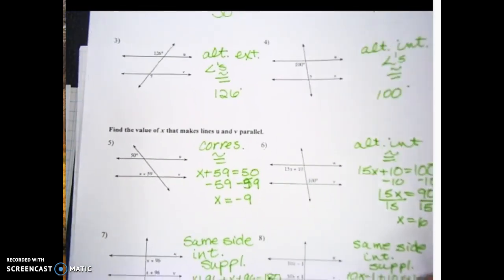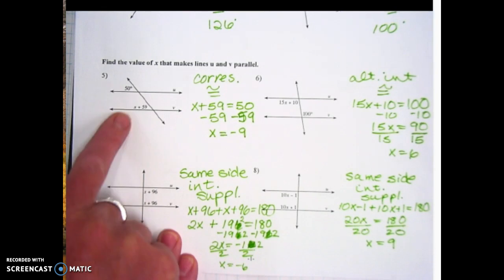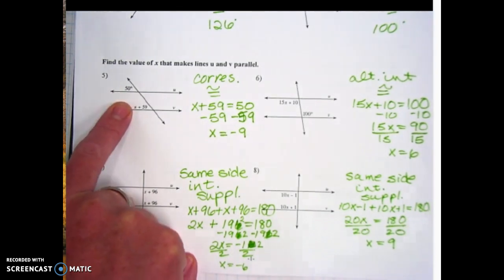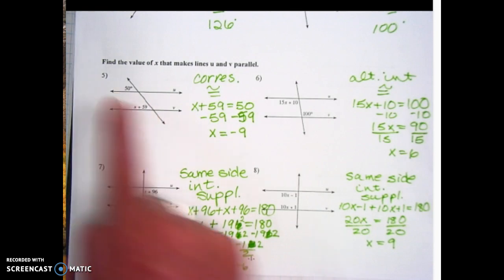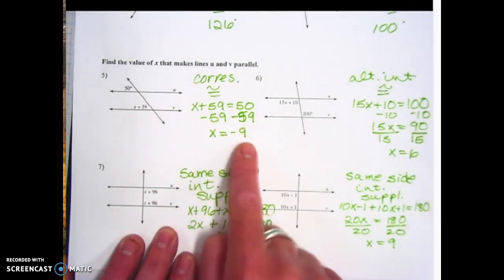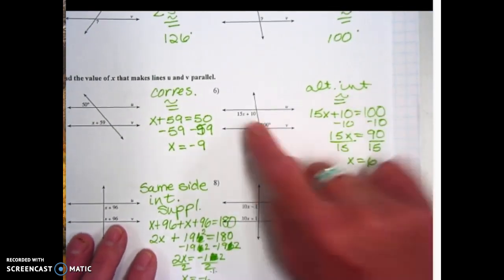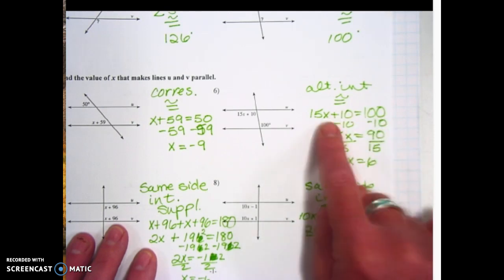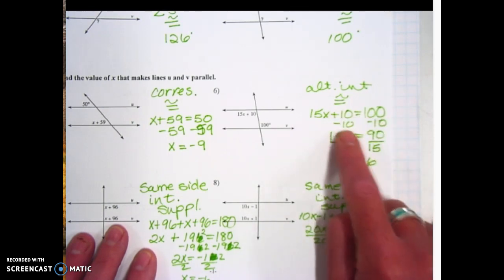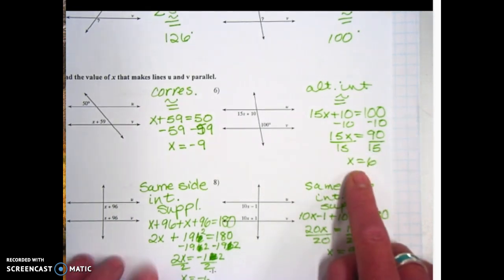Jumping down to the next set of problems, it says find the value of x that's going to make the lines parallel. So these two are corresponding. That means they should be congruent. So we're going to set this expression equal to this expression, subtract 59 from both sides, and we get x equals -9. For number 6, these two are alternate interior angles, meaning they should be congruent. So set the two expressions equal to each other, subtract 10 from both sides, divide both sides by 15, and you get x equals 6.